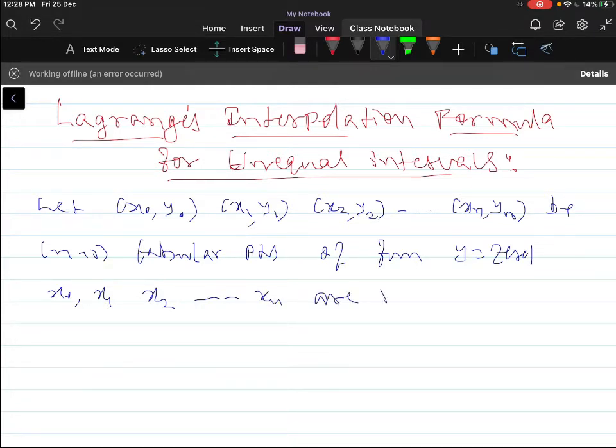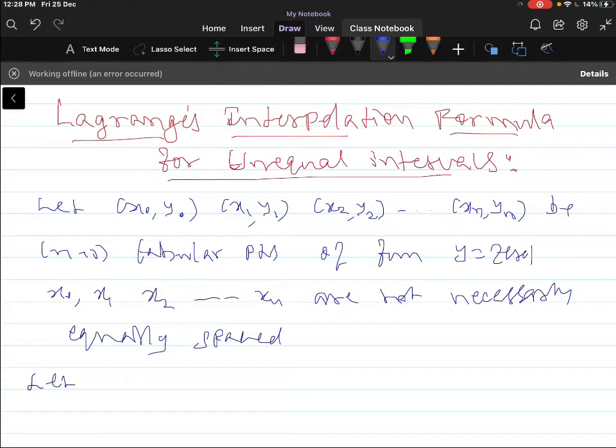Here x0, x1, x2 and so on xn are not necessarily equally spaced. They need not be equal intervals of width.